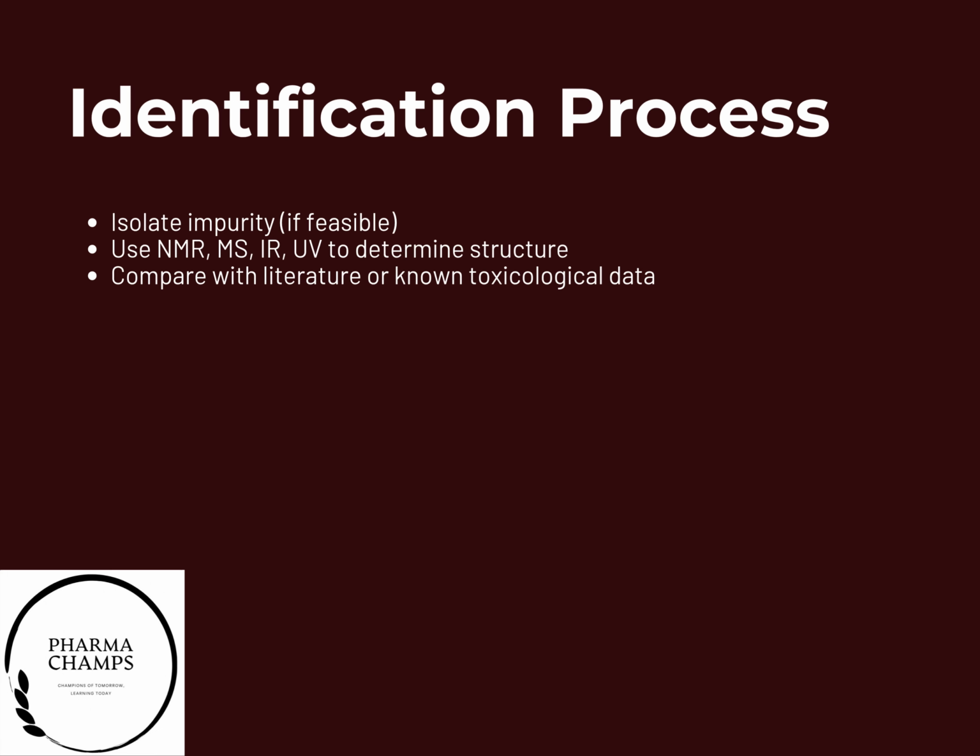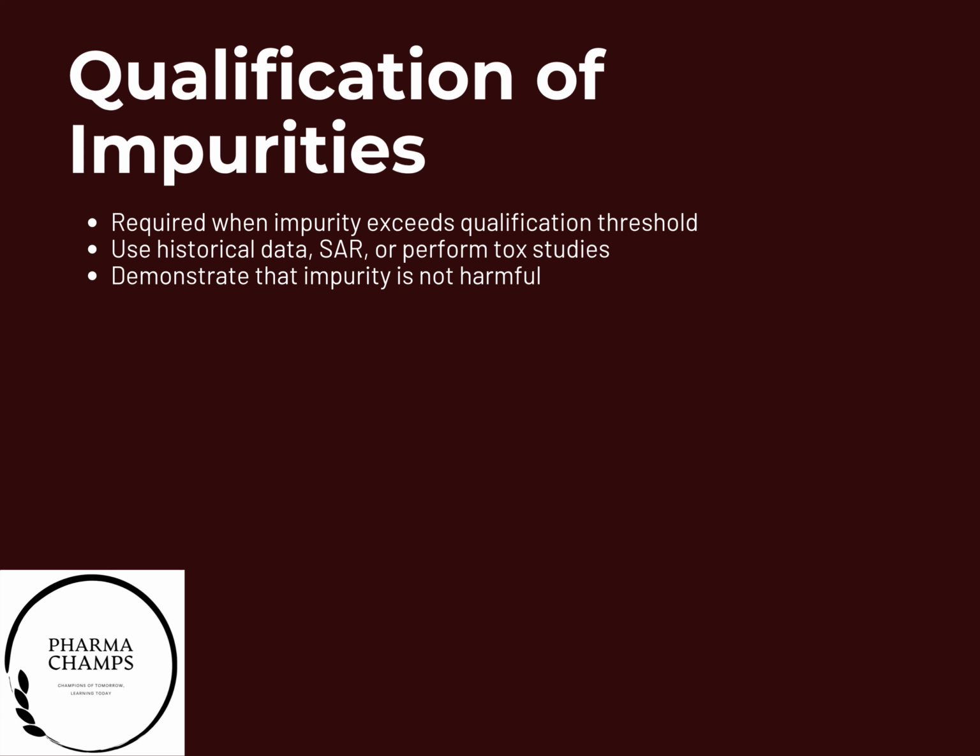What is the qualification strategy? To qualify an impurity, you must prove it's safe. You may use literature data if the impurity is well known, toxicology studies if it is novel, then SAR studies, that is structure activity relationship studies, to predict its toxicity.